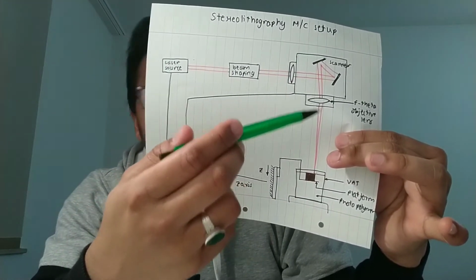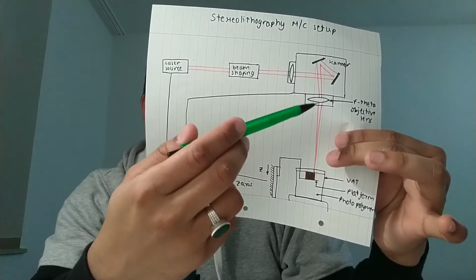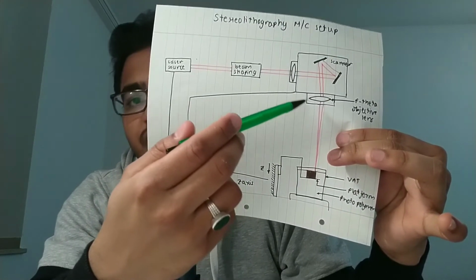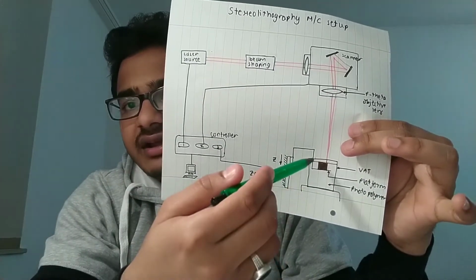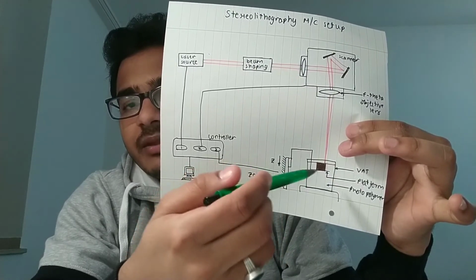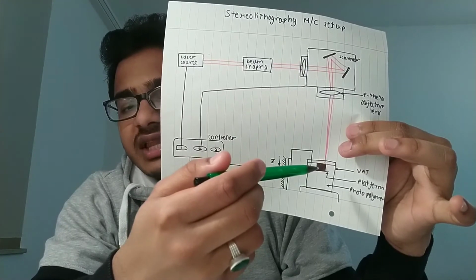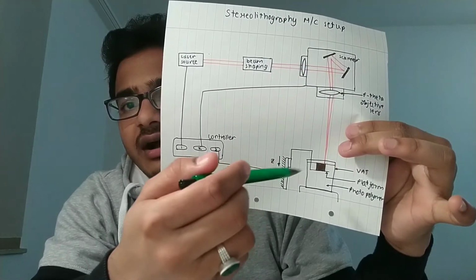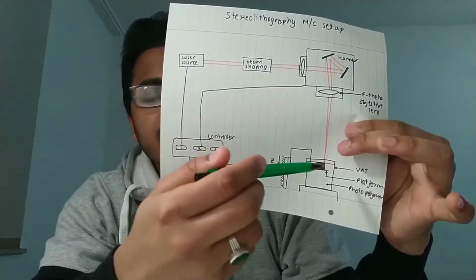After that, the laser beam goes through this f theta objective lens. The main goal of the f theta objective lens is to focus the laser beam into the working area. Finally, we have this vat, which contains a liquid photopolymer, and this is the build platform. The interaction between the laser beam and the photopolymer cures the liquid, forming this part. After formation of one layer, the build platform moves down, and again a new layer is formed.